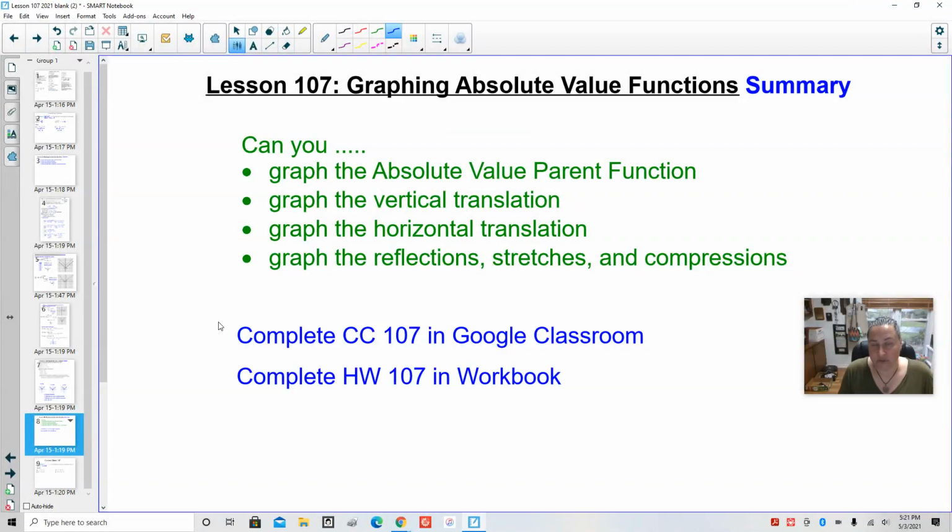Can you graph the absolute value parent function, the vertical and horizontal translations, reflections, stretches, and compressions?